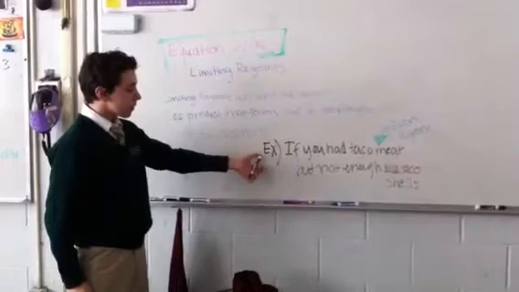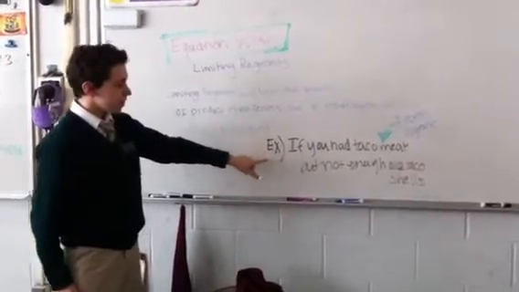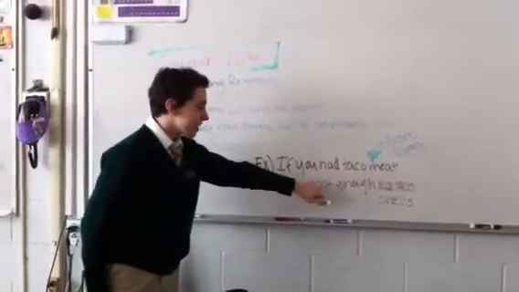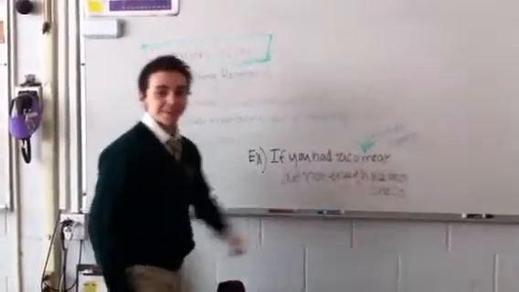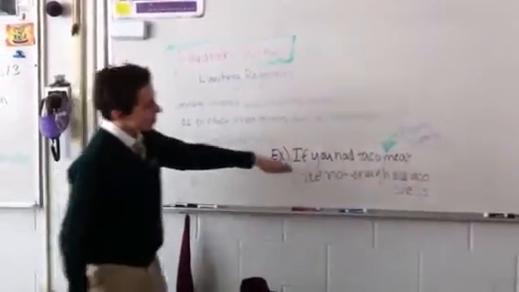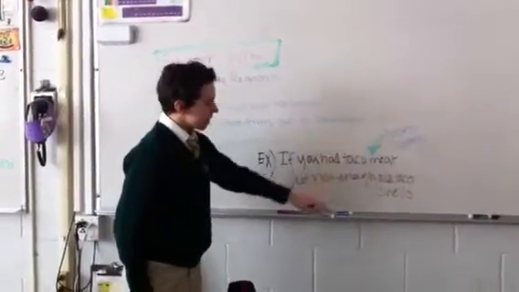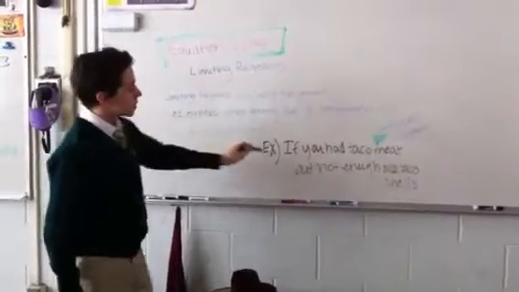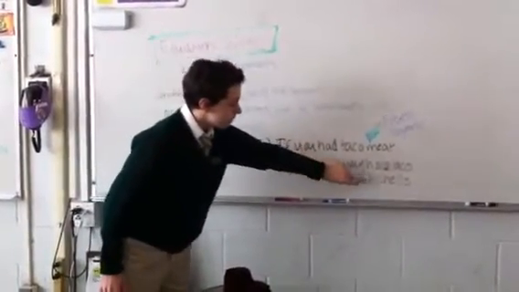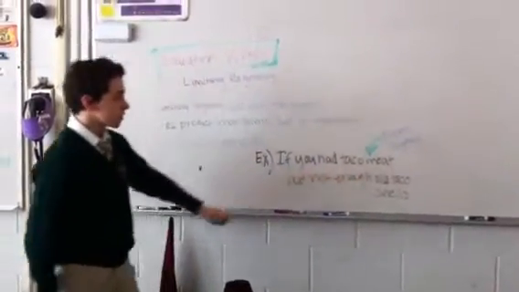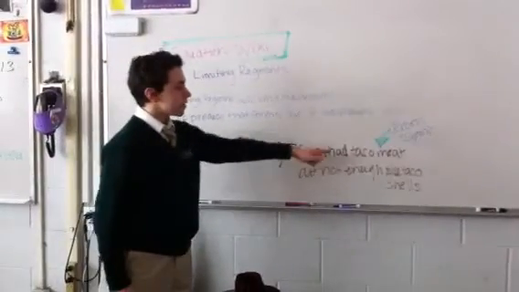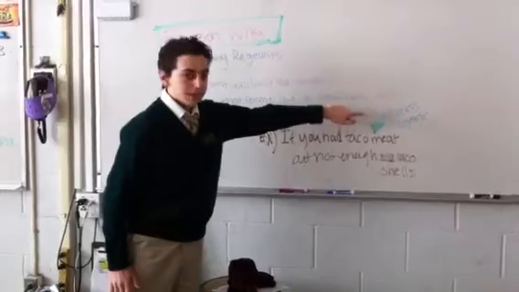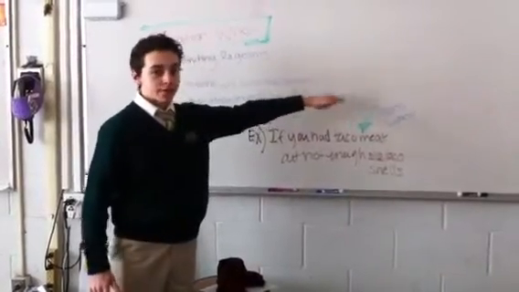A good example of both of these is if you had taco meat, but not enough taco shells. The taco meat would be the excess region, and the taco shells would be the limiting region, because they are limiting the amount of tacos that you can make. Taco meat is in surplus, you have extra of it.